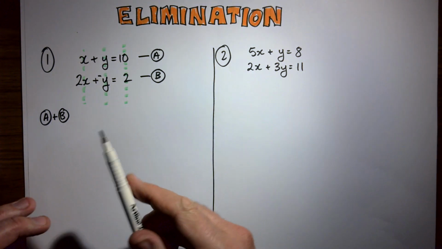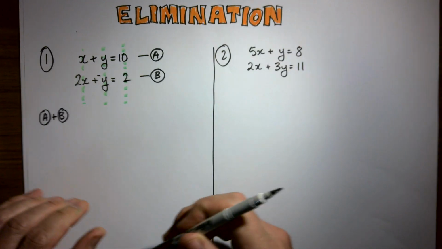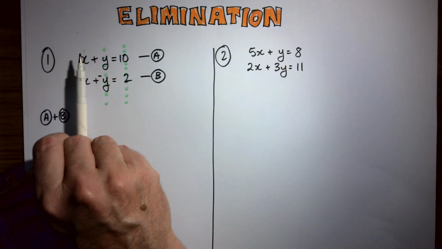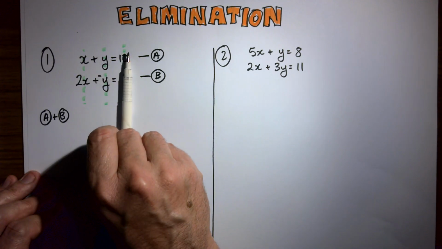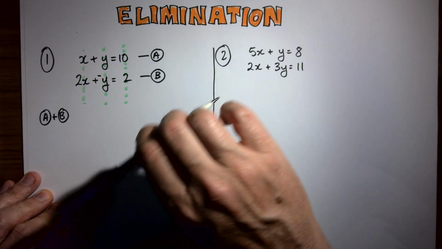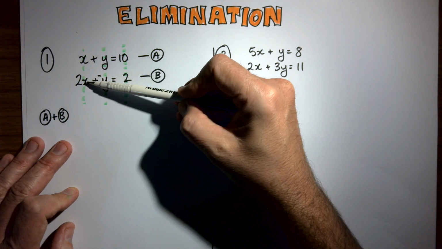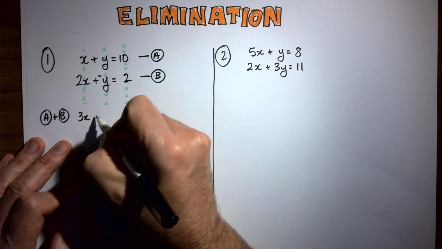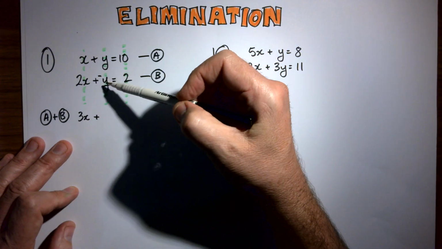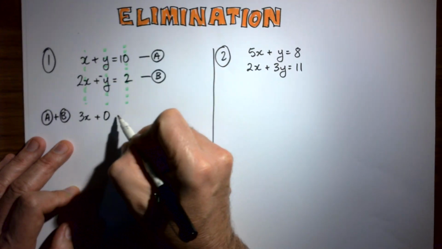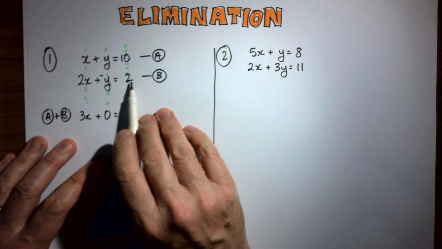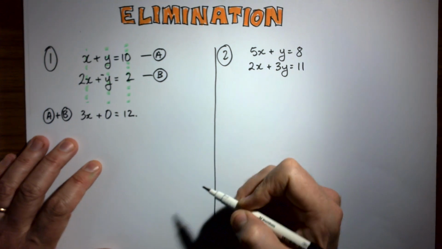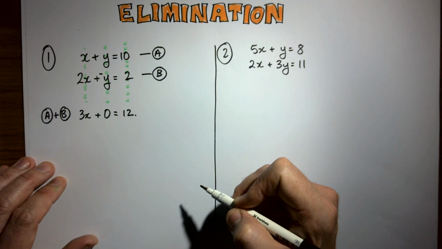But the kicker with this is you really, really need to watch your setting out. You need to keep everything in columns. There's an X column, a Y column, and an answer column. So let's do that. If I get 2x plus x, well, that's 3x. Y plus negative y is 0, and the equals are still there. 2 plus 10 is 12. All right. Now you can see where this is going.